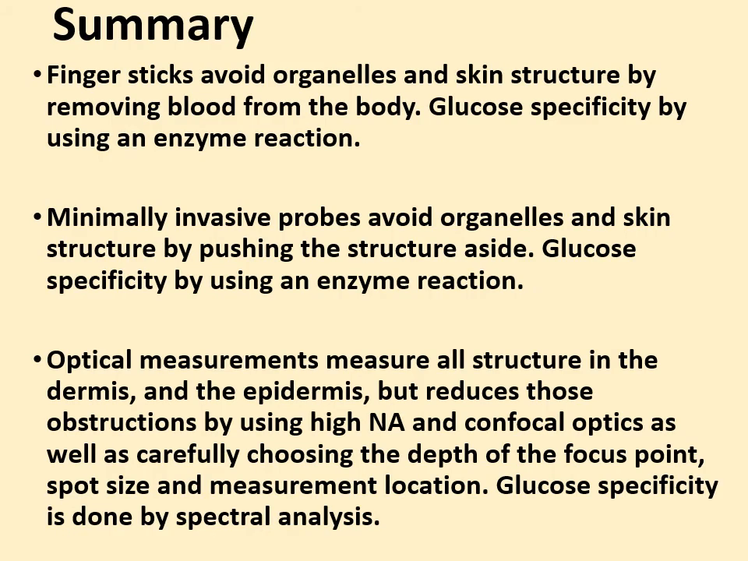So a summary. Finger sticks avoid organelles and skin structure by simply removing the blood out of there. You avoid them by taking the blood out. Now you don't have to worry about those things. And glucose specificity, in other words, the ability to see just glucose and not other things, is done by using an enzyme reaction. Minimally invasive probes avoid organelles by just pushing them aside. It's brute force. You just slam that thing in there and the stuff gets wedged aside because they're tough enough not to tear. It does cause some damage to the area when that's done.